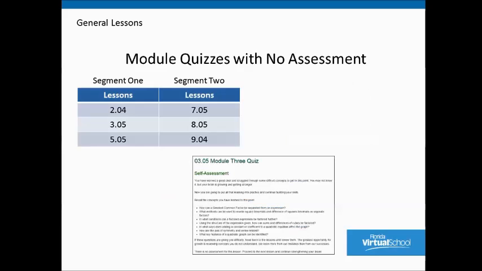There are module quizzes with no assessment. These module quizzes were in a previous version of the course. They now have a placeholder there called self-assessment. In the self-assessment, the students are just asked to review the essential questions that they have come in contact with up to that point. The ones that were replaced are on the screen: 204, 305, 505, 705, 805, and 904. They are no longer responsible for an assessment on those lessons.